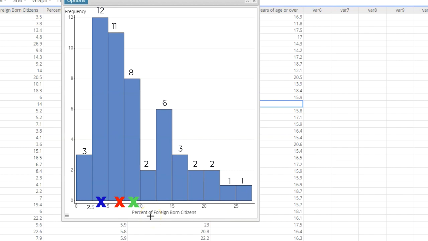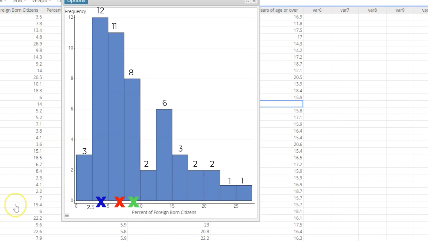The last thing that I think about when I look at a histogram, or probably the penultimate thing, second to last thing, is how the spread of the histogram is. So the minimum would be in this first bin here. So the minimum is somewhere between 0 and 2.5%. And the maximum is somewhere between 25 and 27.5%.